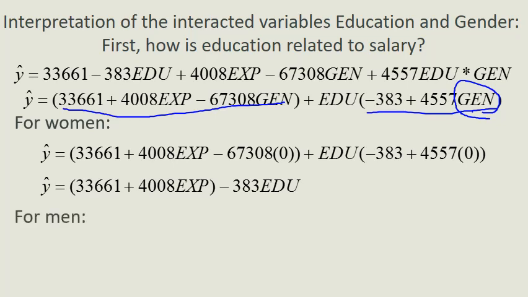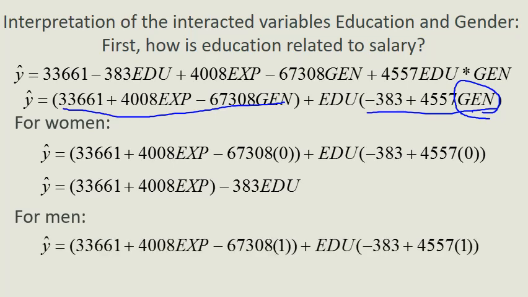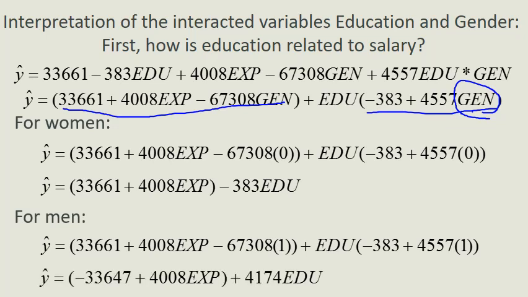Next, let's do men. Their value for the indicator variable is 1. And the equation simplifies to this. We can now see how the effect of education is different for men and women. Each additional year of education increases salary by over $4,000 for men. But for a woman, an additional year of education actually slightly decreases salary.